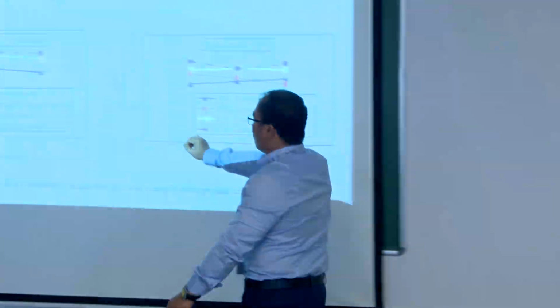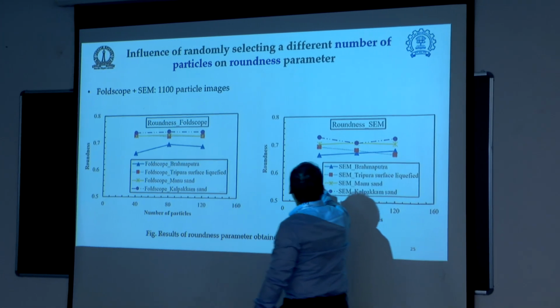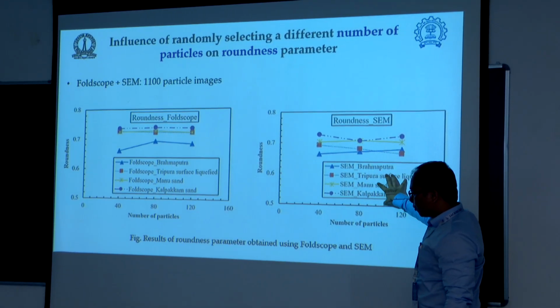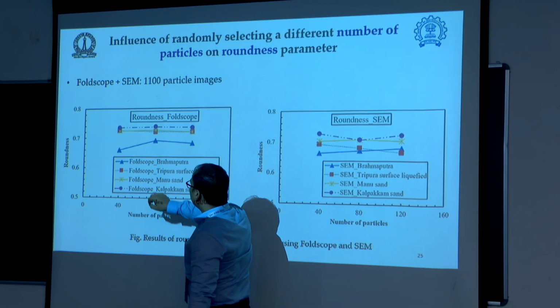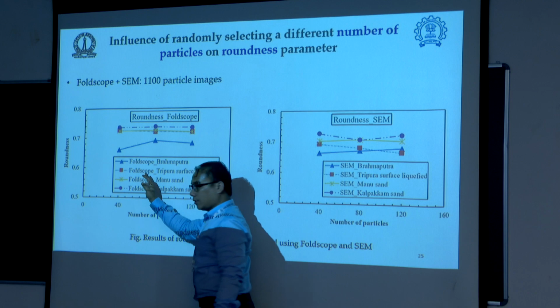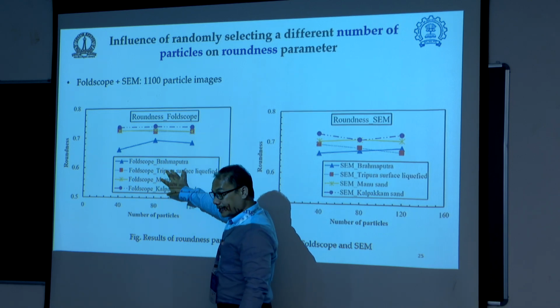So in our study, to investigate the influence of selecting a different number of particles on the shape parameters, there are 3 parameters we have considered: roundness, circularity, and aspect ratio. We have considered 40, 80, and 120 particles. The roundness result obtained from Foldscope is shown here, and that obtained from the scanning electron microscope is shown here. You can see this is the roundness value, this is the number of particles, for 4 different types of soil material or sand.